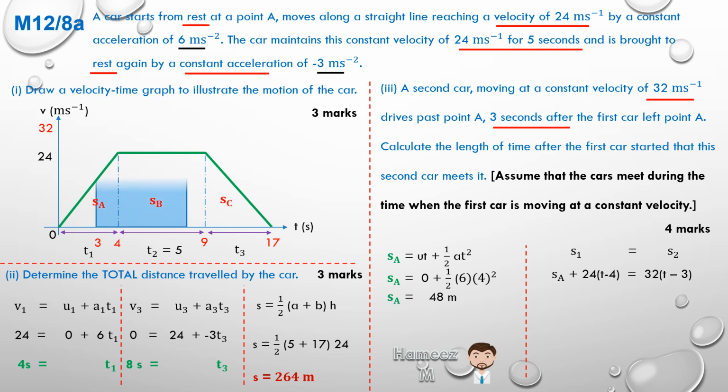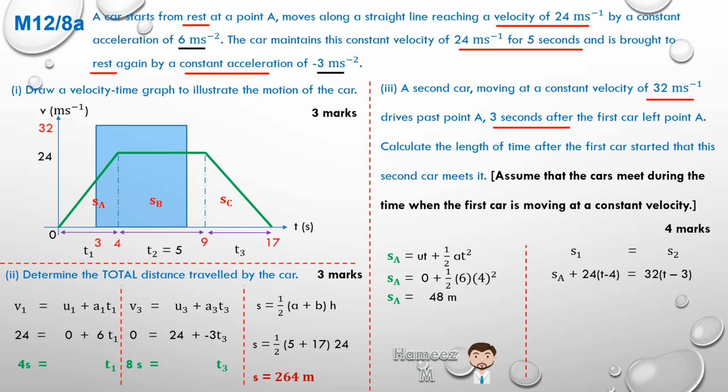We can bring that up as a blue rectangle because it's traveling at a constant velocity, and the area under that constant velocity is a rectangle. And the area of a rectangle will be length by breadth, which is 32 times, what's the base? Not the whole time t, but t minus 3, because it started 3 seconds later.